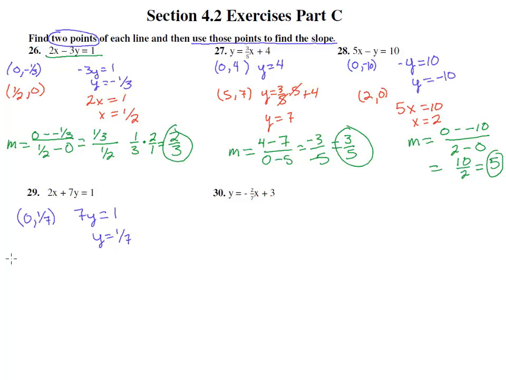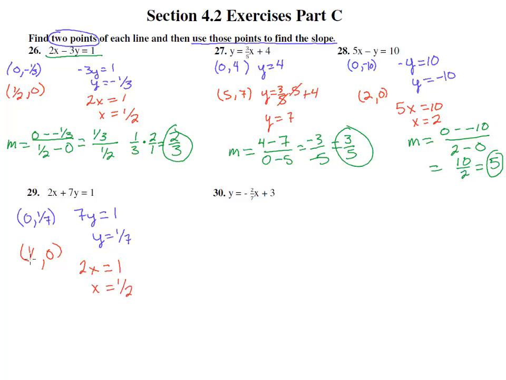And let's try for a second point. It's set up like this, so if we do the other intercept, we'll have just as easy of a solution. 0 goes in for y, and we'll have 2x plus 7 times 0 equals 1. Divide by 2 and I get x equals 1/2.